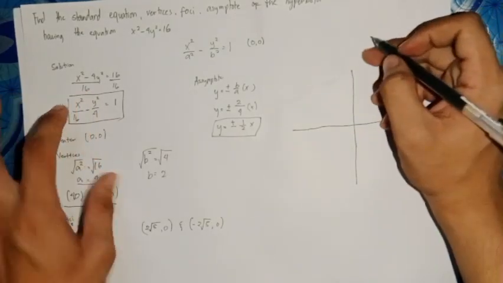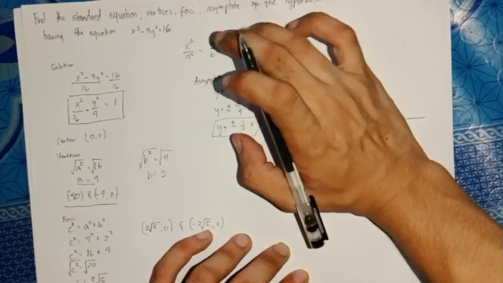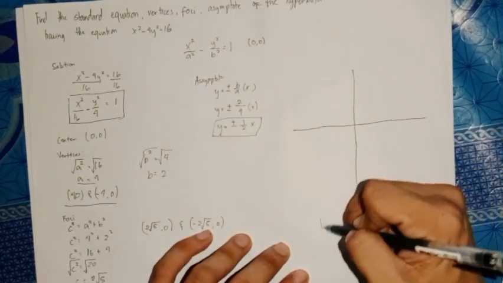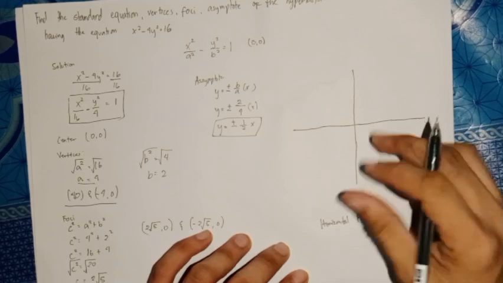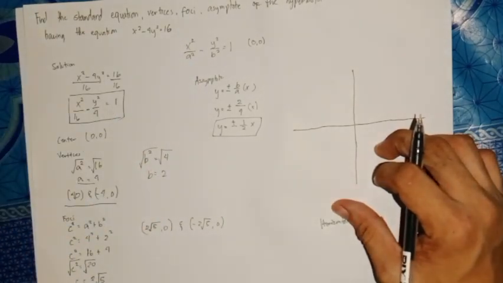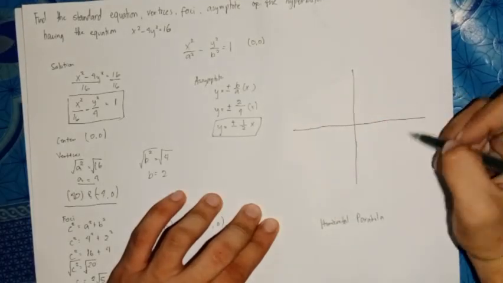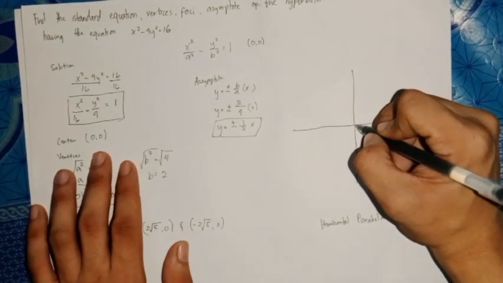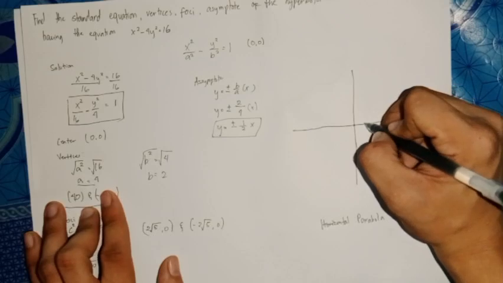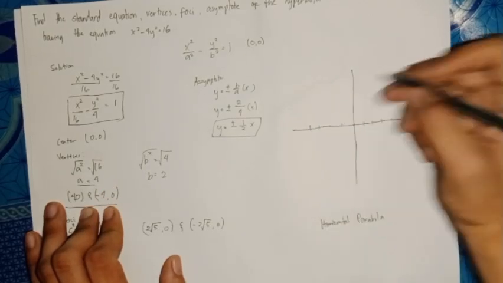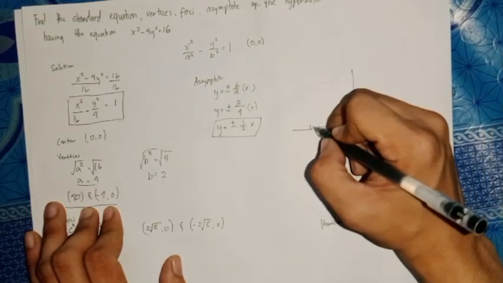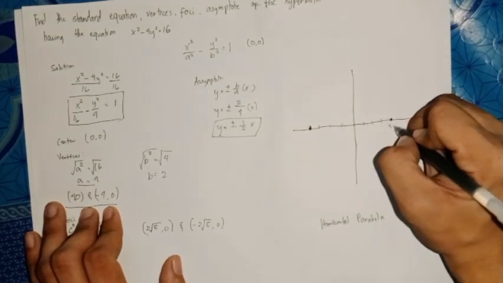Since our parabola is a horizontal parabola, because the x term is first, the curve opens around the x-axis. Since the center is (0, 0) and our vertex is at (4, 0), 1, 2, 3, 4, this is the vertex, and we have (4, 0) and (-4, 0).